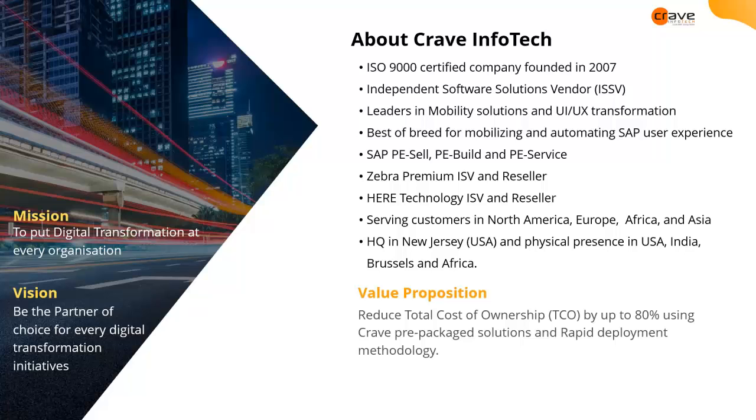So a few more things about Crave. We are a 13-year-old company, SAP partner. We have 3 partnerships: sell, build, and service. Zebra, we are premium ISV and reseller. Here Technology also, we are ISV and reseller. Global presence, headquartered in New Jersey, and physical presence is USA, India, Brussels, and Africa.